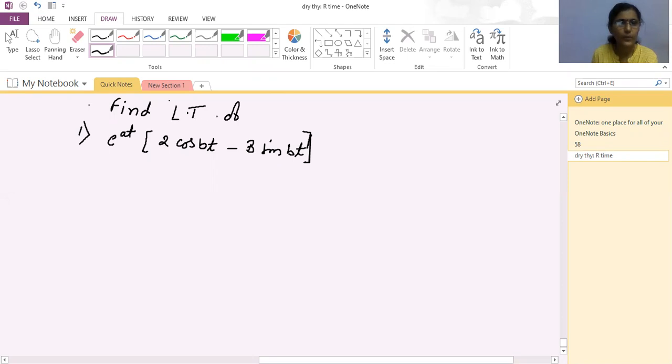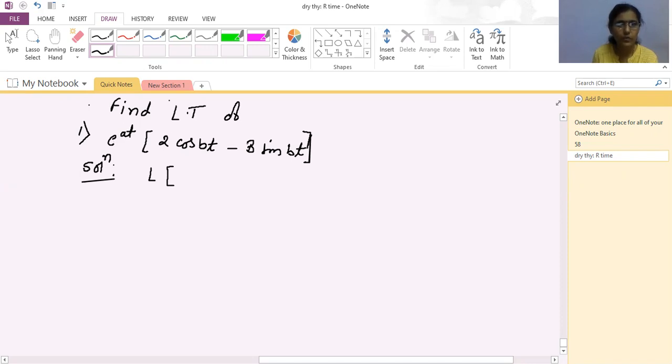Now we will find out the Laplace transform of e raised to at into (2 cos bt minus 3 sin bt). We have the standard results and we will use them, along with properties, one after another. So first, we have to find the Laplace of the original function. Here e raised to at into a bracket is there. Whenever we have an exponential term present, we have to use the property of Laplace transform called the first shifting property. We will use that property in the last step.